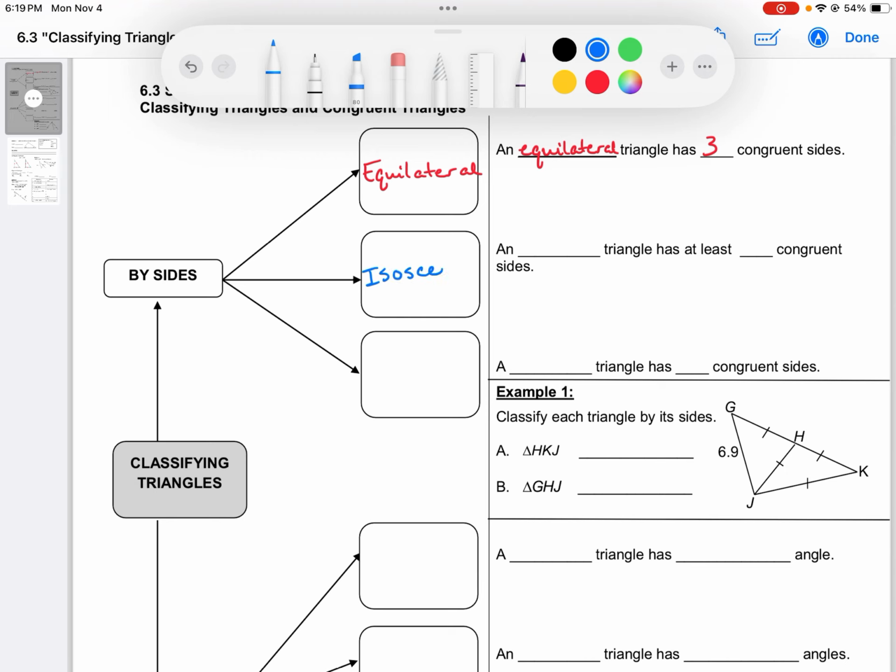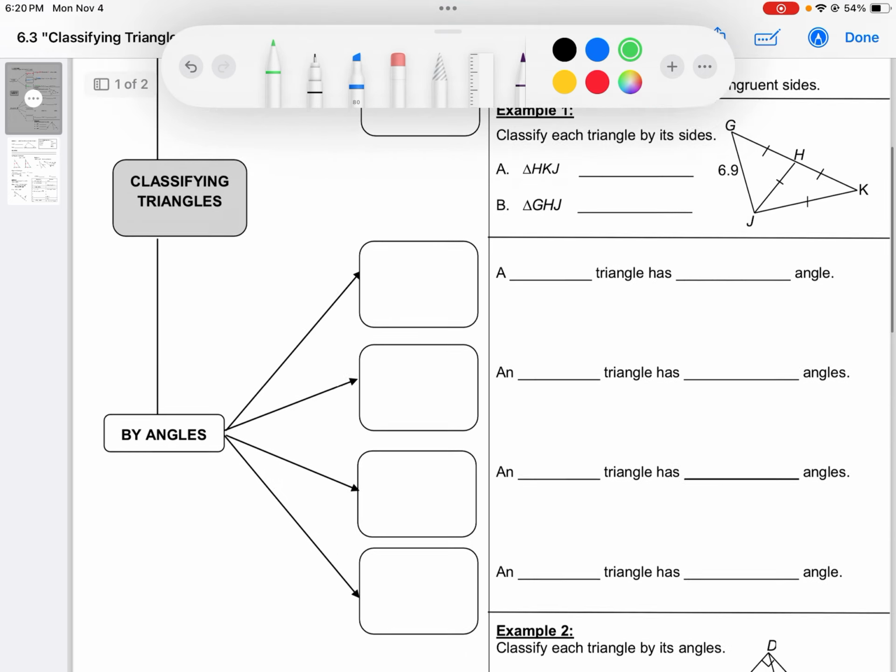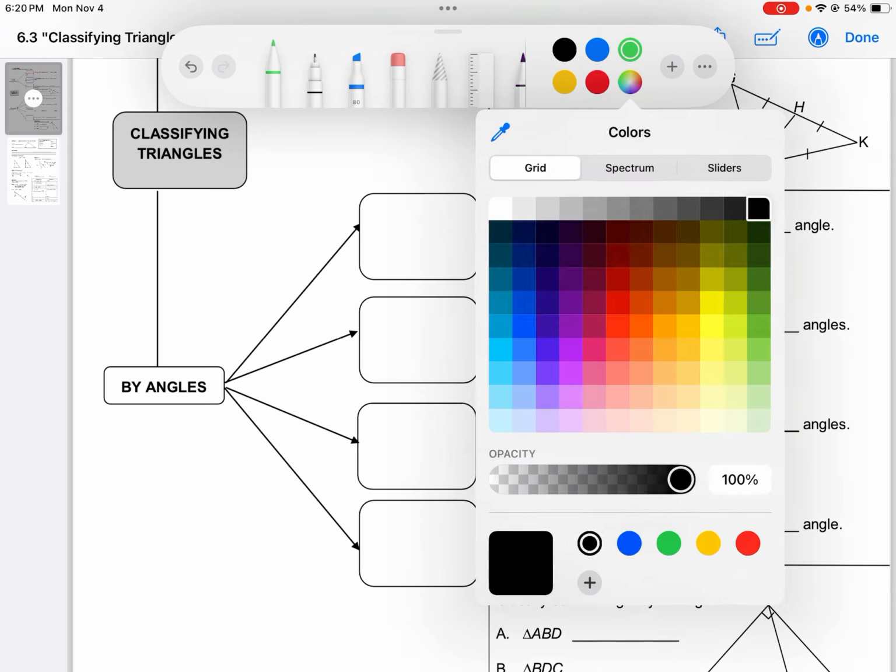The second type of triangle by sides is an isosceles triangle. An isosceles triangle has at least two congruent sides. And then lastly, we have a scalene triangle. And a scalene triangle has zero congruent sides.